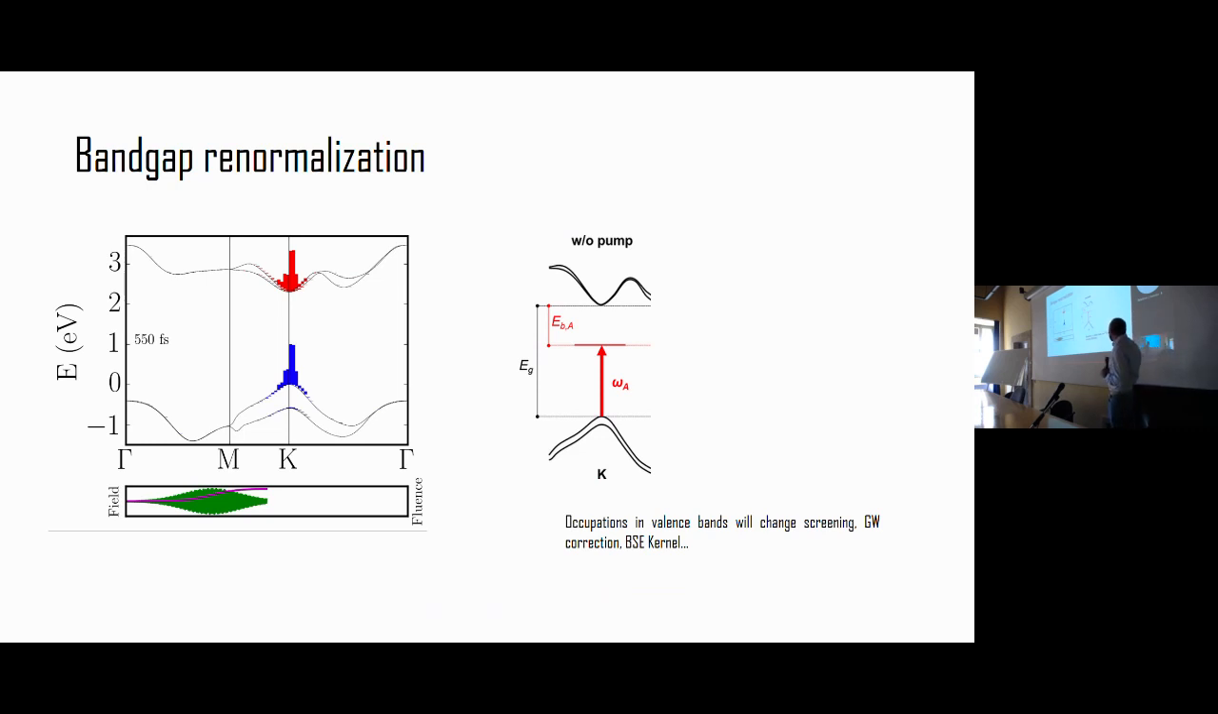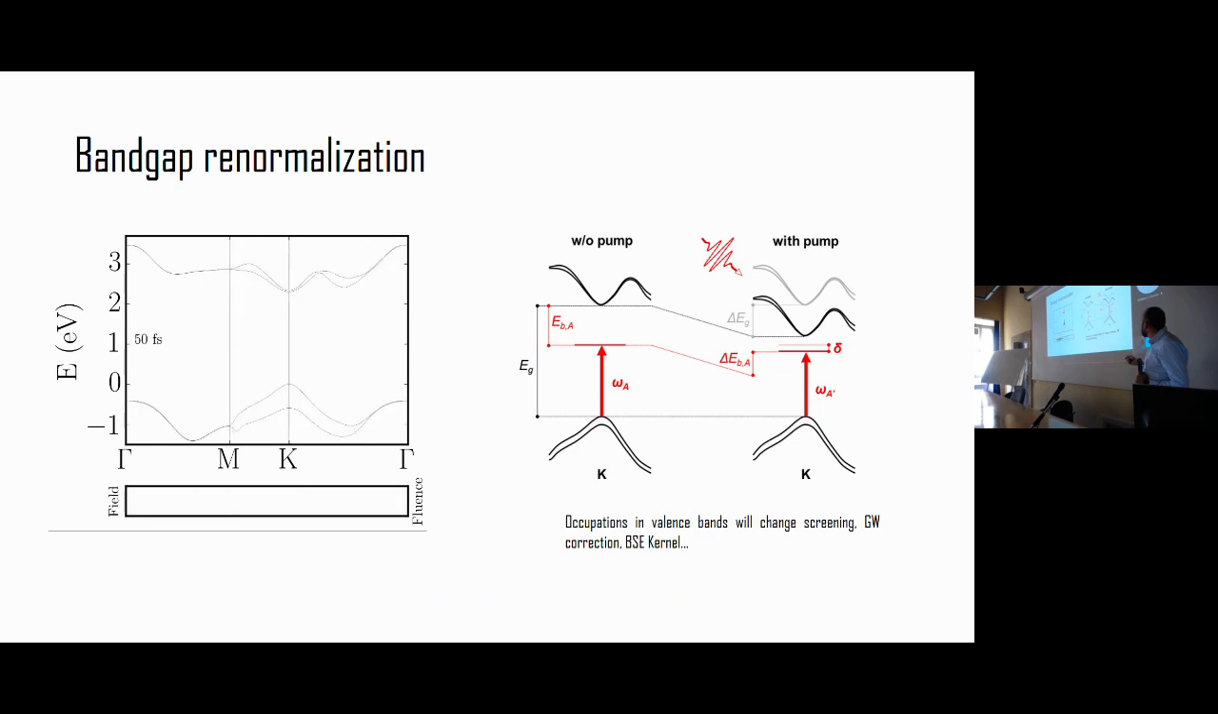So what are the effects if now we calculate the optical properties of the material with the carriers in the bands? Imagine that I have a population of holes and electrons, and I want to check GW, and I want to check Bethe-Salpeter, and then I can calculate the absorption. The difference between this absorption and the previous absorption will be the transient absorption.